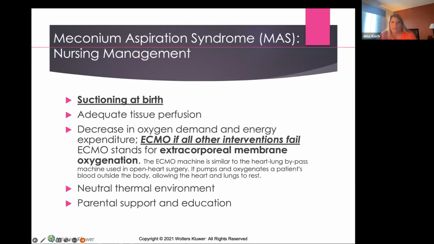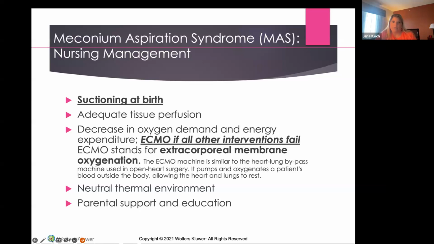So again, if they have any type of meconium at delivery, we want to make sure that we're suctioning at birth. We want to help expel as much meconium as we can. We want to make sure that newborns are getting the adequate tissue perfusion that they need, so a decrease in oxygen demand and energy expenditure. If we've done everything, suctioning and oxygen support, then ECMO if all other interventions fail.